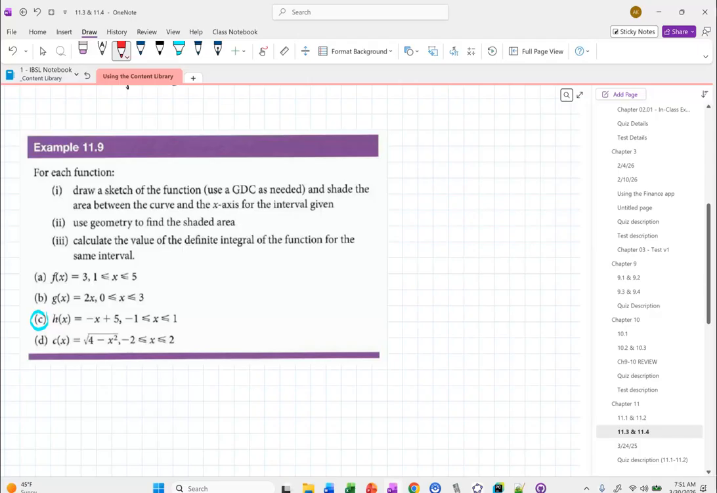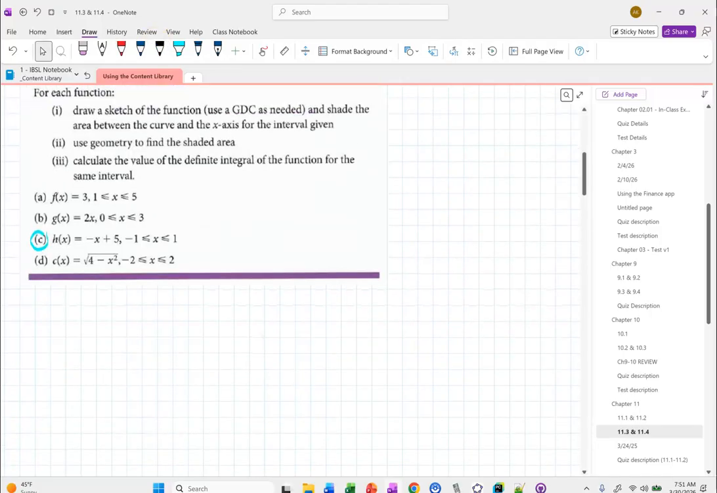So it says we have the function negative x plus 5, and we're looking at it from negative 1 to positive 1. So if I plug negative 1 in for x, I get negative of negative 1 plus 5, so that's 6. 1, 2, 3, 4, 5, 6. And if I plug positive 1 into x, I have negative 1 plus 5, that's 4.